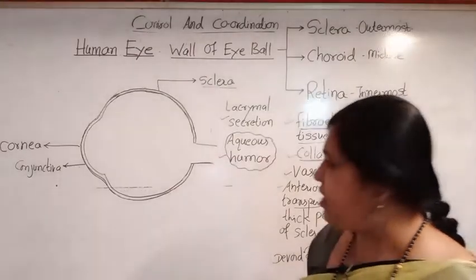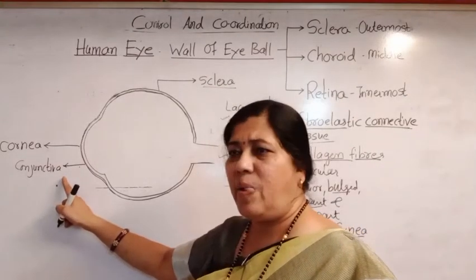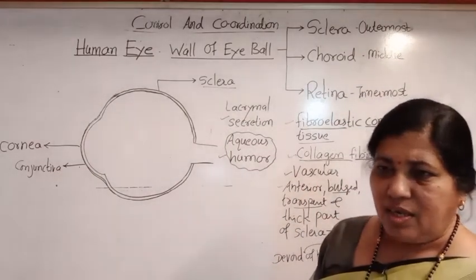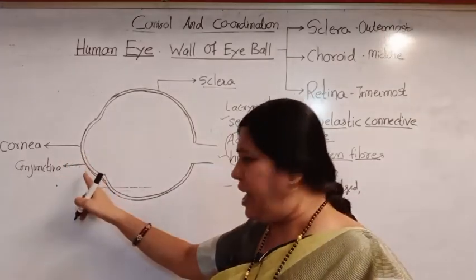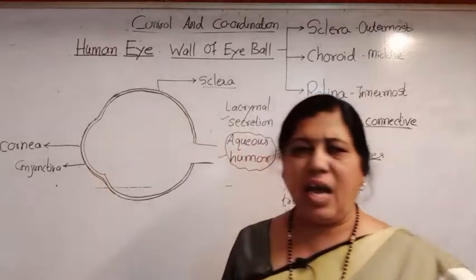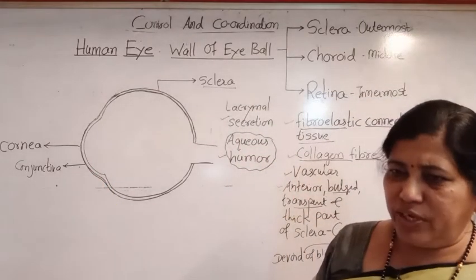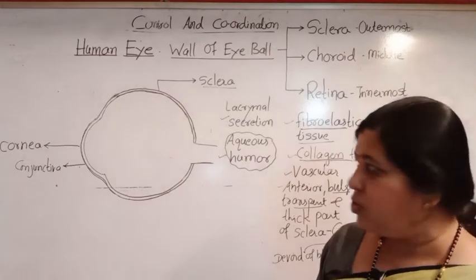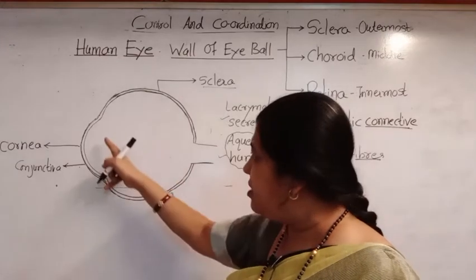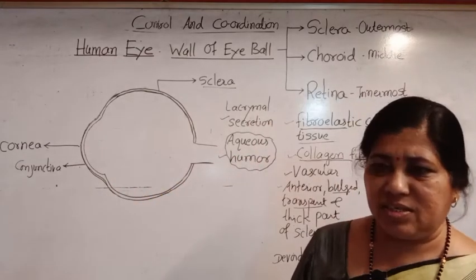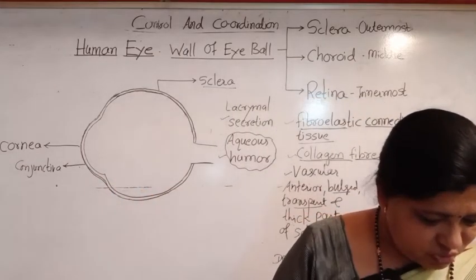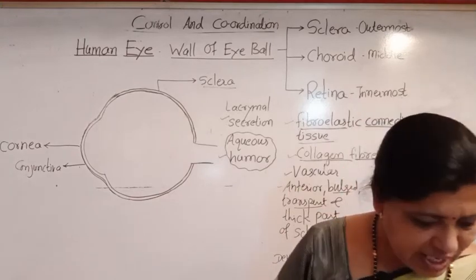The cornea is transparent and is covered by a thin transparent membrane, that is conjunctiva. Conjunctiva lubricates the cornea and also provides protection to the cornea. So the sclera is vascular. It is supplied with blood vessels, but the cornea is devoid of blood vessels. In the cornea, blood vessels are absent. So we have completed the sclera.